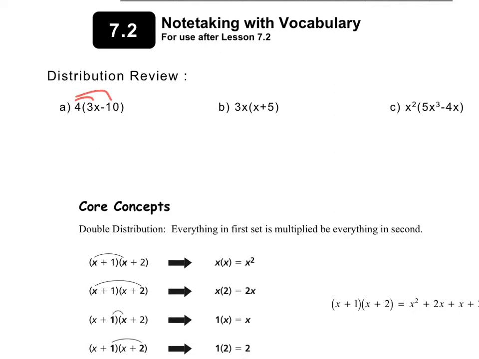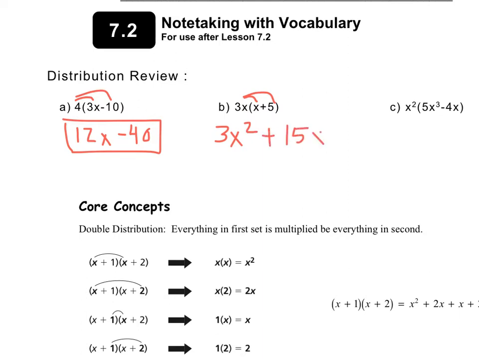So 4 times 3x is going to be 12x, and 4 times negative 10 is minus 40. I go back and check, are there any terms to be combined? No. So I'm done. Okay, remember, so 3x times both of those. So 3x times x, remember x times x, I have two x's, so I'm adding those together to make x to the second. So I have 3x squared, and then 3x times 5 is plus 15x. Again, we cannot combine x squareds and x's, so that problem is done.